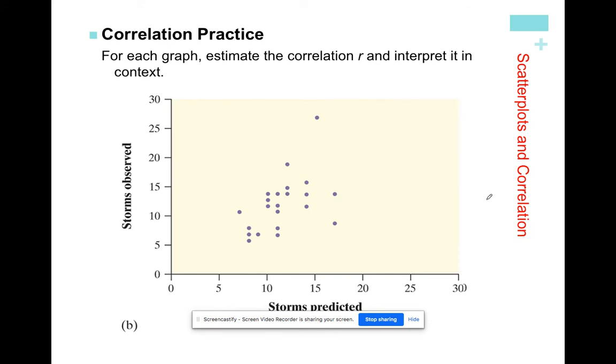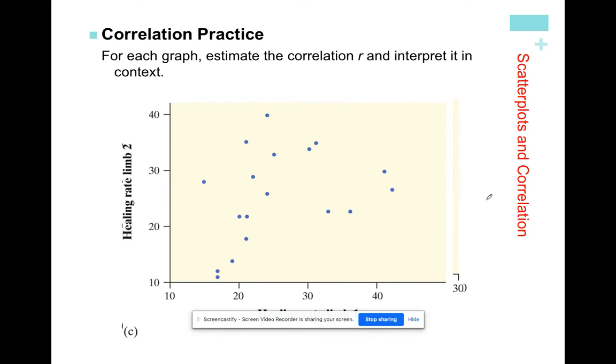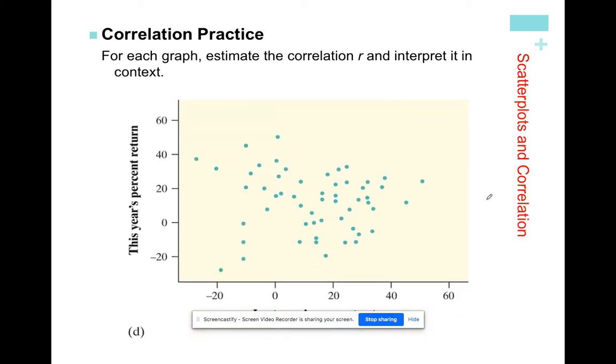This next one here is a bit weaker, so in this case, it's still positive, but maybe closer to positive 0.6 or so. Here you've got points that are spread all over the place. This one's going to be closer to 0. And then again, this one's fairly well spread out. This one's negative, but it's still fairly weak, so maybe somewhere around negative 0.2.